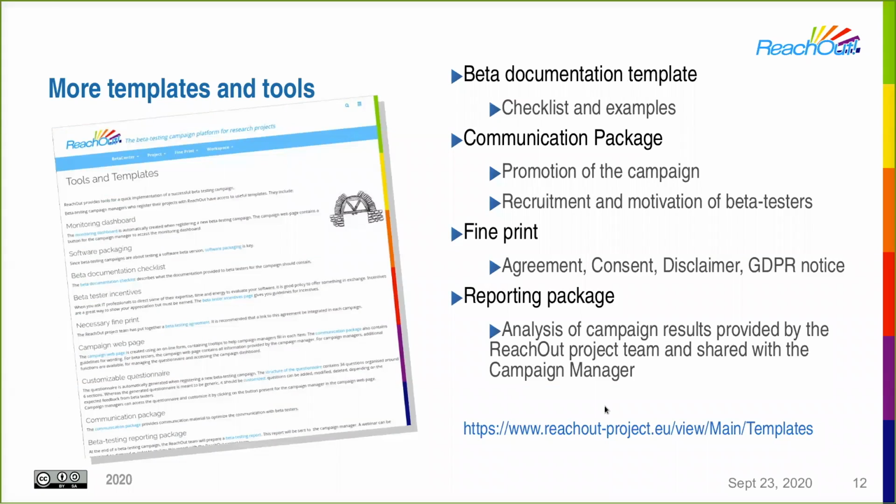So there's a number of templates and tools also available. For documentation, we provide checklists and examples. We provide a communication package for promoting the campaign, recruiting and motivating the beta testers. We also provide examples of fine prints. And finally, the analysis of the campaign results will be run together with the ReachOut project team and shared with the campaign managers. I'll show you where these are in the beta center in a minute.